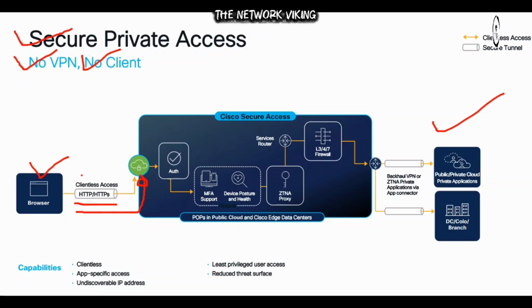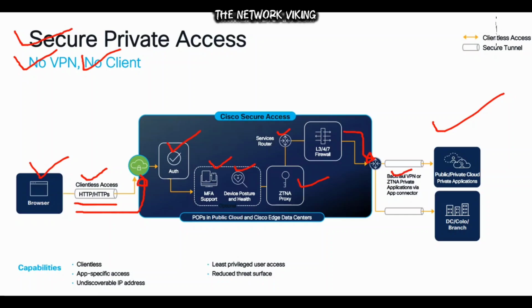So you go ahead and make this clientless connection to the Cisco Secure Access. In there, the same things happen, like the authentication, MFA support, posturing, and mind you, posturing is different in this case compared to the client-based ZTNA and the RAVPN. It reaches the ZTNA proxy, from there the services router, and then the firewall, and then the perimeter device.